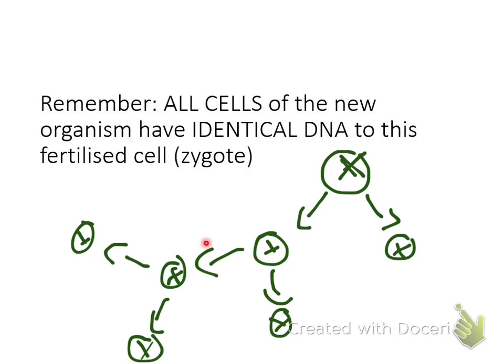So any error in this first cell will apply to every other cell in this organism. Okay, so it's not just that one cell is abnormal. All of those cells, the somatic cells as well, will be abnormal.